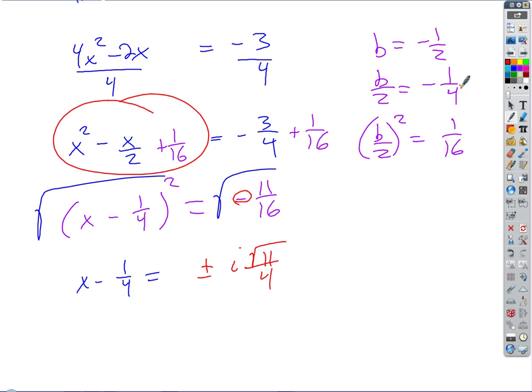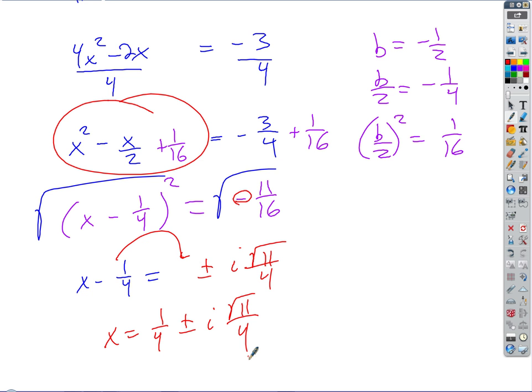Add the 1/4. We're done. So then we'll just push that into there. So x would equal 1/4 plus or minus i times the square root of 11 over 4. Okay, got it. And that's about as hard a one as you could get.